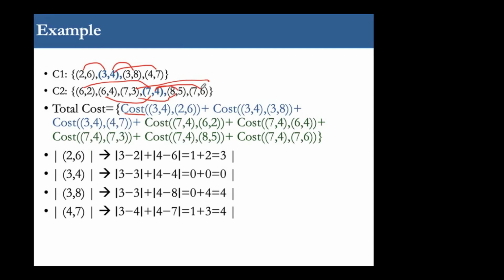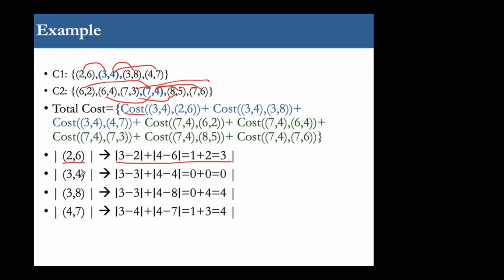So these costs we need to find out. So that's what I have written here. We can apply the Manhattan distance. So from 2, 6 to the cluster center 3, 4, what is the cost? The cost is, we have already calculated, it is 3.